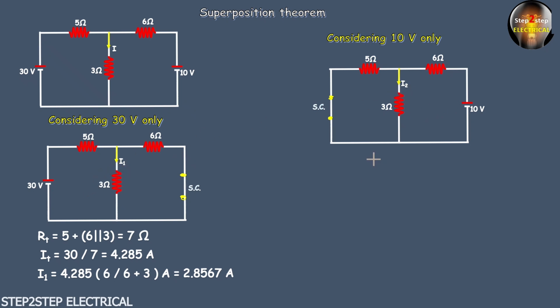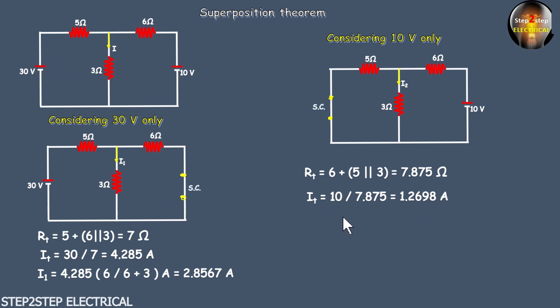First of all, we will find the equivalent resistance, and the equivalent resistance is going to be how much? 6 plus 5 parallel 3, that is 7.875 ohm. After getting this equivalent resistance, we can easily find the total current. So total current I2 equals 10, the total voltage, by R equivalent. So it is going to be 1.2698 ampere.